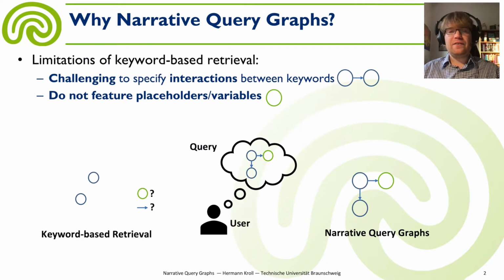So in the scientific domain, if you are looking in retrieval systems, you are usually limited to keyword-based retrieval. That means you can enter your information need as a set of keywords, and then you will get some documents returned, for example. But we see two major limitations in these systems. On the one hand, it's challenging to specify interaction between keywords. Let's say you are interested in a drug like metformin and the disease diabetes mellitus.